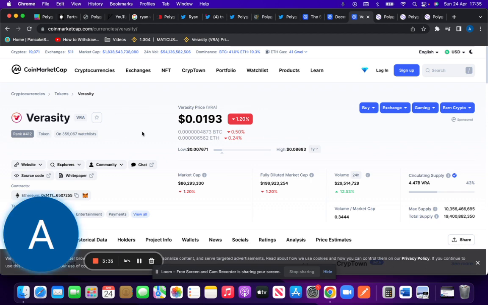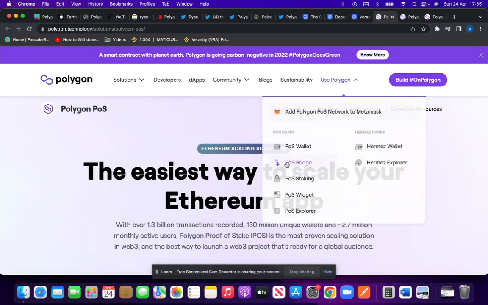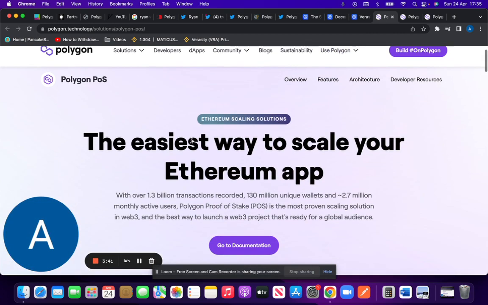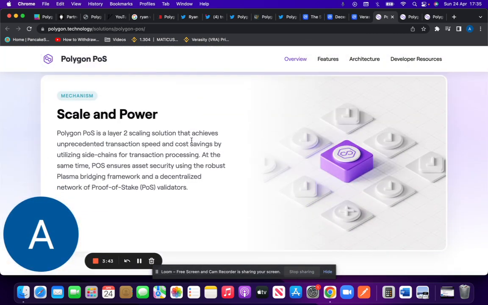So the next part of my video, I'll be covering Polygon Proof of Stake. Polygon Proof of Stake is essentially a layer 2 scaling solution that achieves unprecedented transaction speed and cost savings by utilizing side chains for transaction processing. At the same time, Polygon Proof of Stake ensures security and works with the most robust technology.